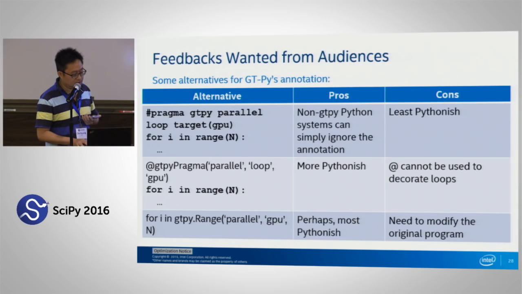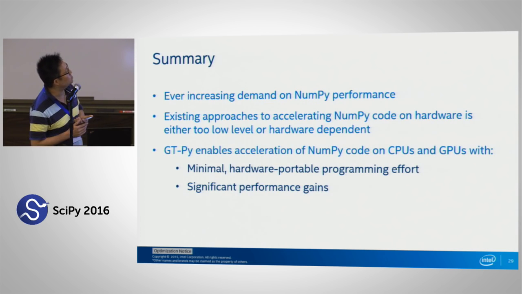So let me do a summary. We are seeing ever-increasing demand on NumPy performance, and the existing approaches to accelerating NumPy code on hardware are either too low-level or hardware-dependent. We hope that GTPy will enable acceleration of NumPy code on CPUs and GPUs with minimal, hardware-portable programming effort, but at the same time, we'll see significant performance gains.